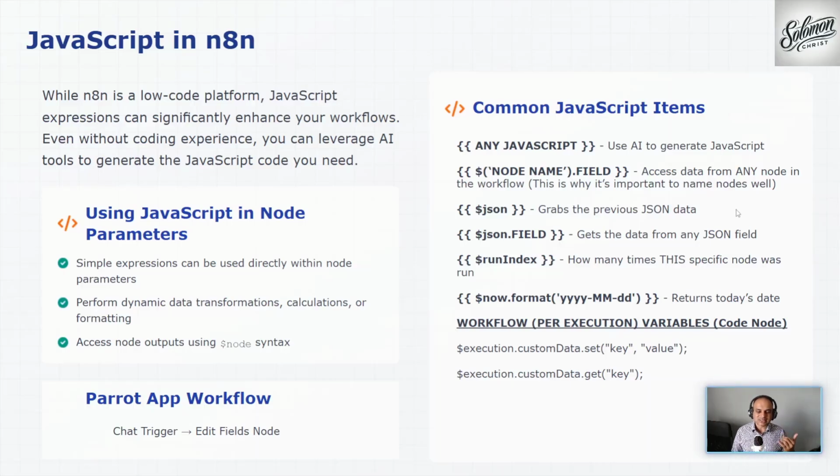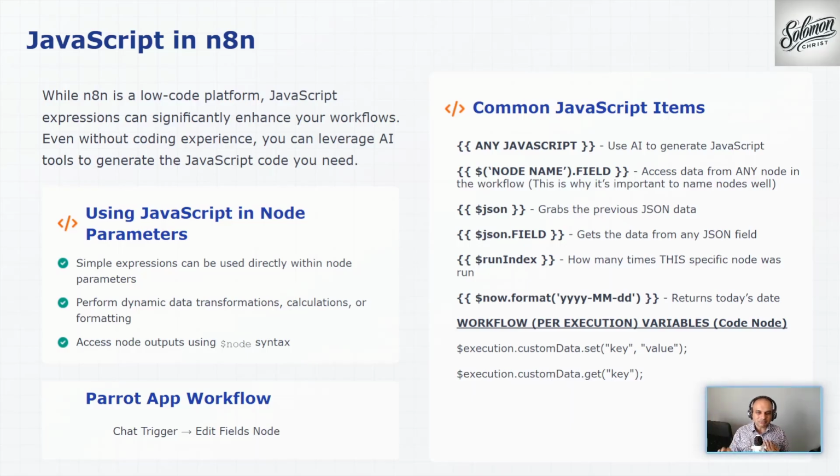Next is the $JSON command. That one will access all of the JSON elements inside of a previous node. And by using $JSON.field, you get the actual key value pair of whatever field you want.